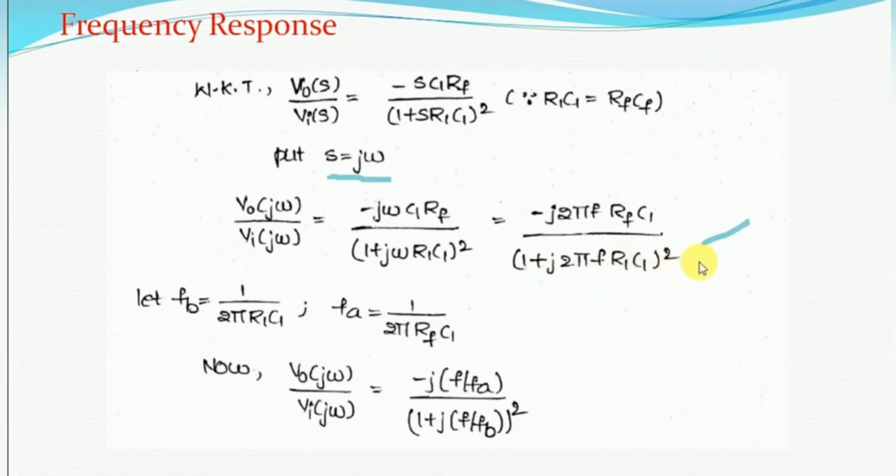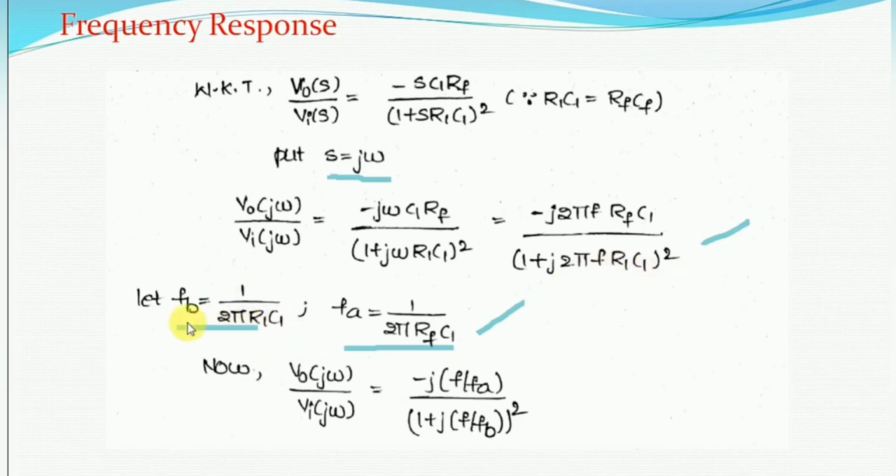From this equation we are obtaining the cutoff frequency and some unknown frequency fb. Here the cutoff frequency we are assuming is 1 by 2 pi Rf C1. So this is the cutoff frequency, the same that we assumed in the ideal differentiator circuit. Now we have to see what this term is, that is 1 by 2 pi R1 C1. This is the term present in the denominator.